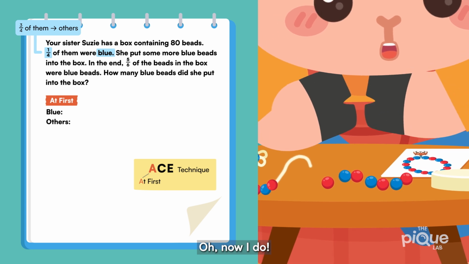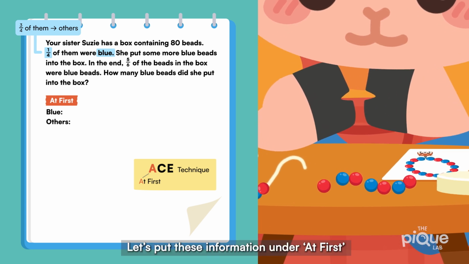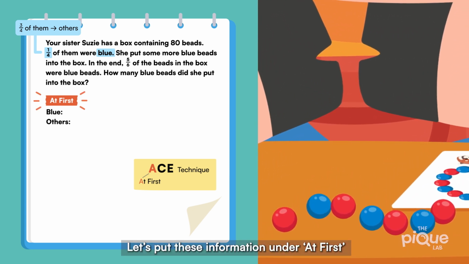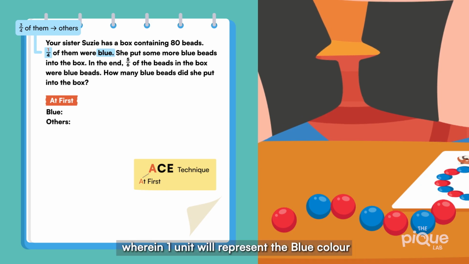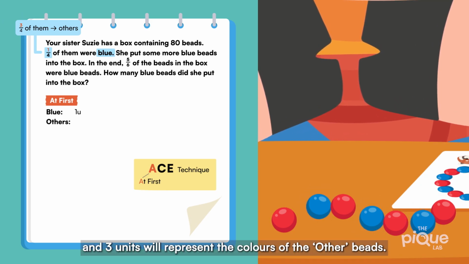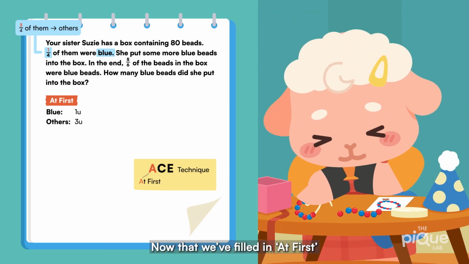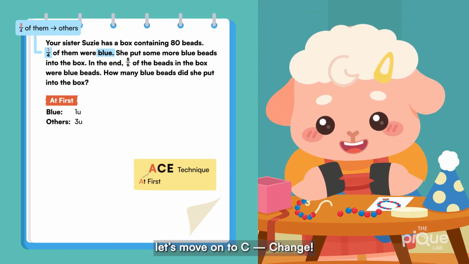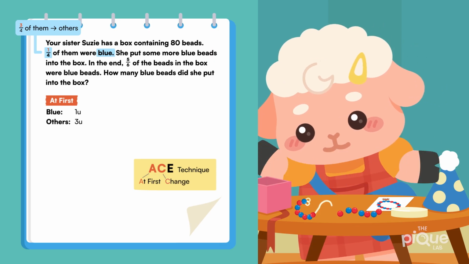Oh, now I do. And that's good. Let's put this information under add first, wherein 1 unit will represent the blue color, and 3 units will represent the colors of the other beads. Now that we've filled in add first, let's move on to C, change.